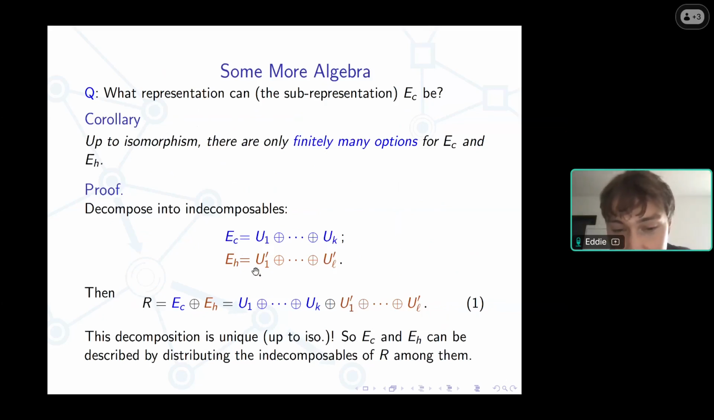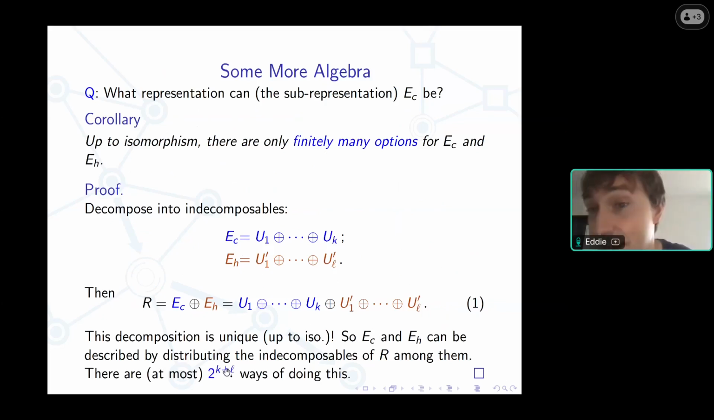You can count that there are maybe 2 to the power k plus L ways of doing this, finite at any rate, right? And maybe even less if some of these are isomorphic. So up to isomorphism, there are only finitely many options. That's, of course, great news for classification. So now we can do the theorem that we promised, right?